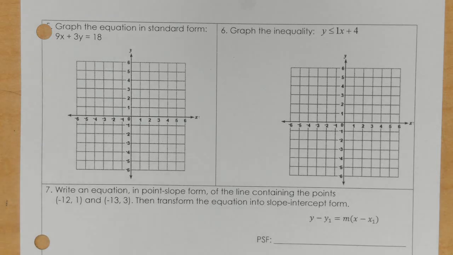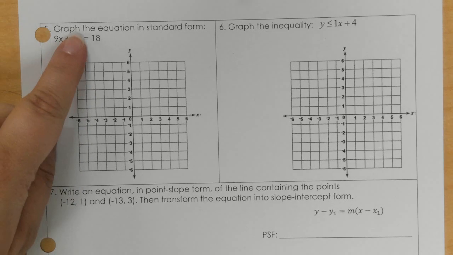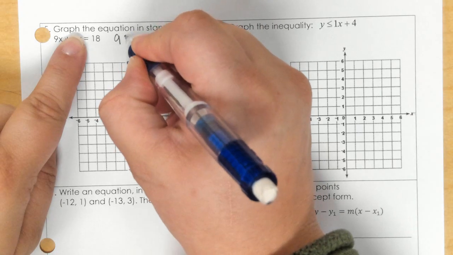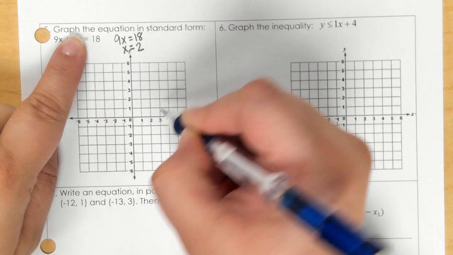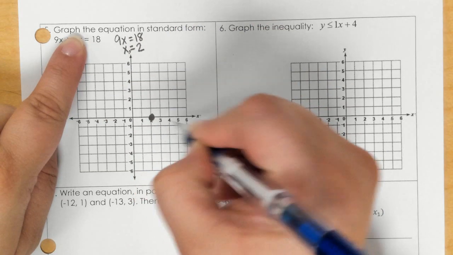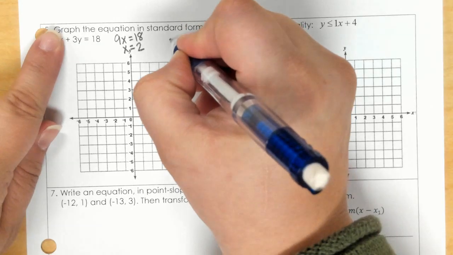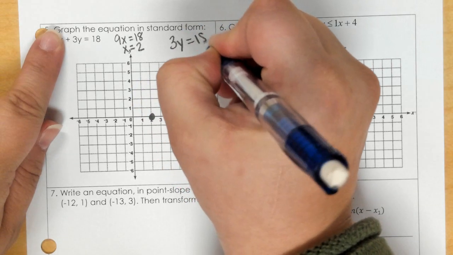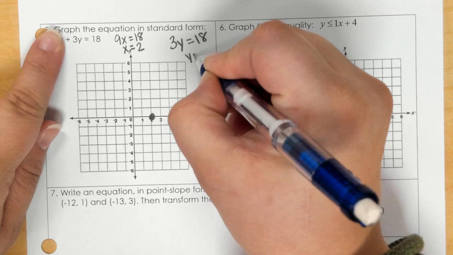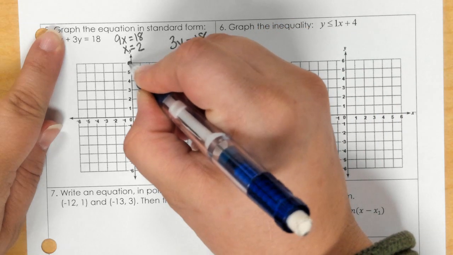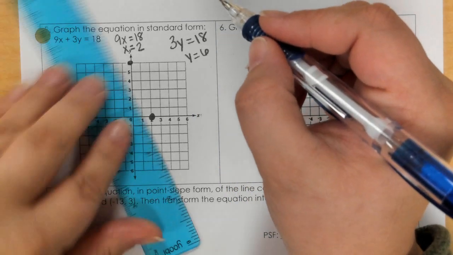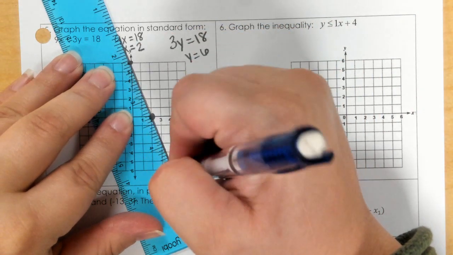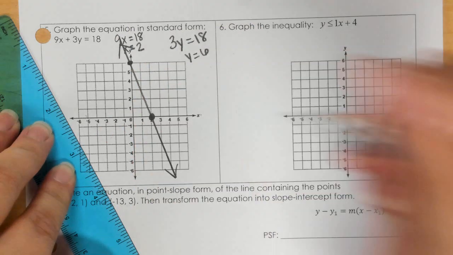For number 5, it says graph the equation in standard form. I'm going to use the cover-up method. So I'd cover up the y, and I would say 9x equals 18. Divide by 9, and x is 2. So I put a 2 on the x-axis. Then for the y, I cover up the x, and then 18 divided by 3 would be 6, so on the y I put a point at 6. Then I connect those two dots, or 2 points, and then that's it for that one.